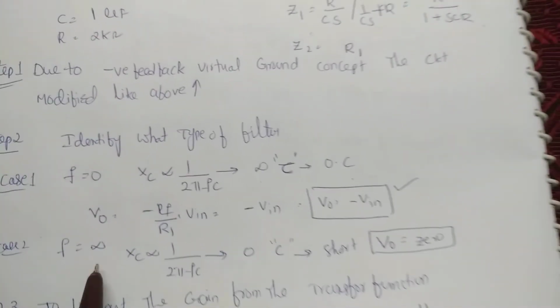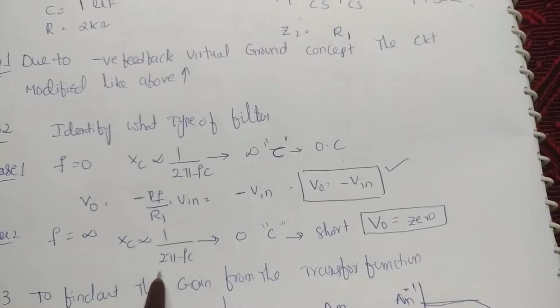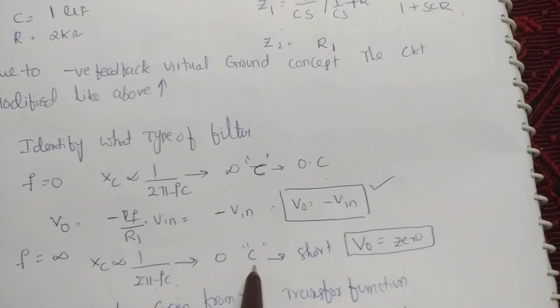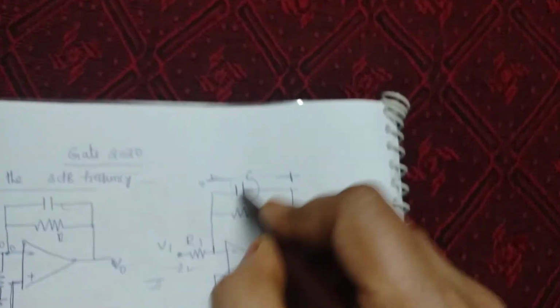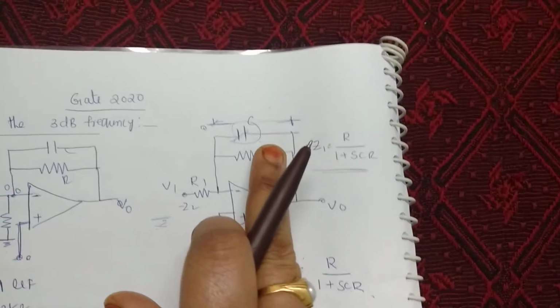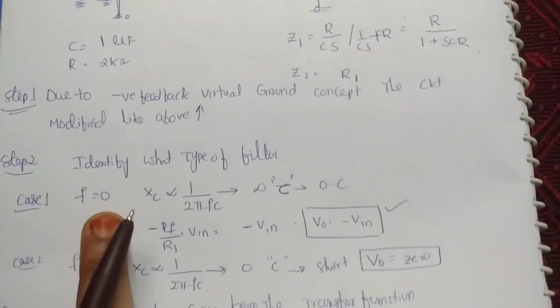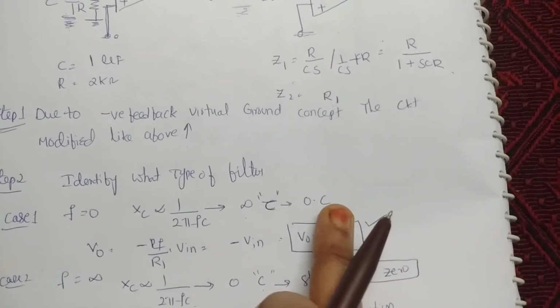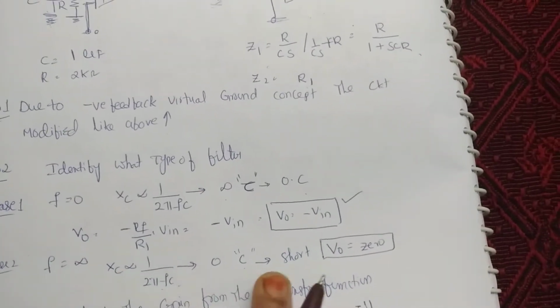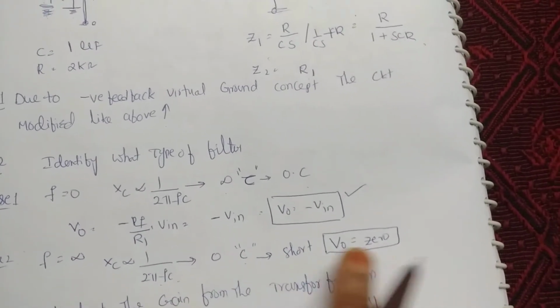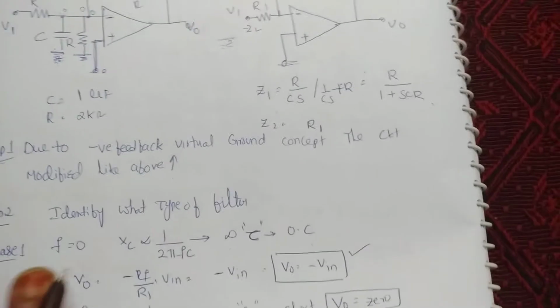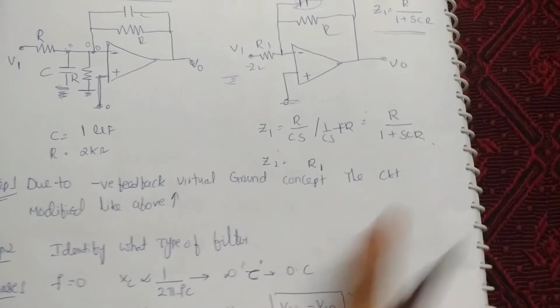Okay, at frequency equal to infinity, Xc, which is proportional to 1 by 2 pi Fc, becomes 0. So to eliminate the C: at high frequencies, C is short circuited, meaning the capacitor is effectively absent. At low frequencies, the capacitor is open circuited.